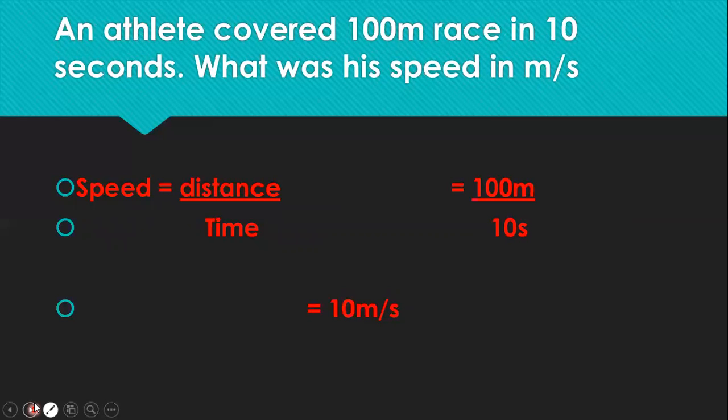Another very good example for us. An athlete covered 100 meters in 10 seconds. What was his speed in meters per second? Very easy. Remember, the athlete was running 100 meters, and he finished the race in 10 seconds. Speed is equal to distance over time. So the distance covered is 100 meters and the time is 10 seconds. If you divide 100 meters by 10 seconds, you will find that his speed was 10 meters per second.